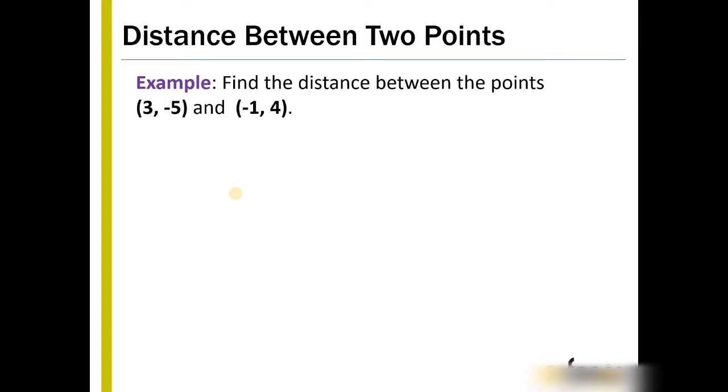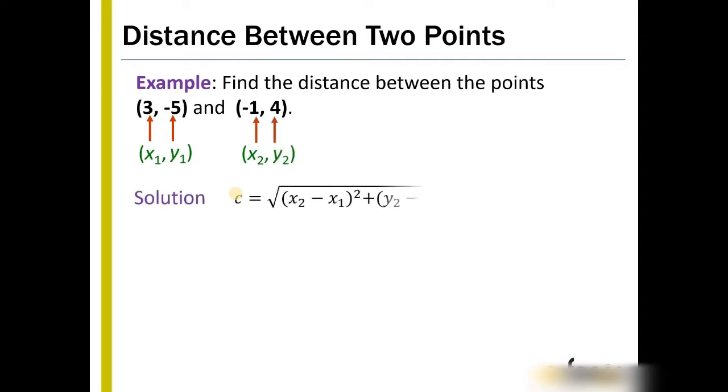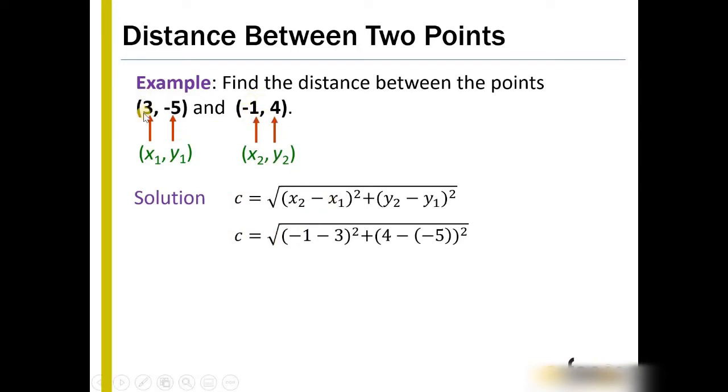Example. Find the distance between the points (3, -5) and (-1, 4). This is the point (x1, y1), and this is the point (x2, y2). So if we use the distance formula, c is the square root of (x2 minus x1) squared plus (y2 minus y1) squared. So x2 minus x1 is -1 take away 3, and y2 minus y1 is 4 take away -5.